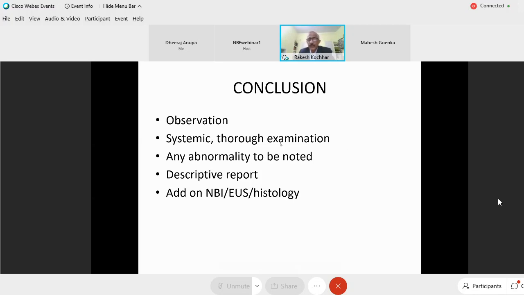So you must do a systematic and thorough examination. Any abnormality should be noted and described as such. So the report should be descriptive. It should not be just an ulcer seen, a vascular lesion seen. You have to describe the site, the dimensions, and if you have an ulcer, for example, as I told you, you must describe distensibility, peristaltic activity, associated lesions. There may be more than one lesion. So a complete examination till D2, D3 should be done. And in cases like submucosal lesions or vascular lesions or Barrett's, you may need to add NBI or EUS or at times histology.